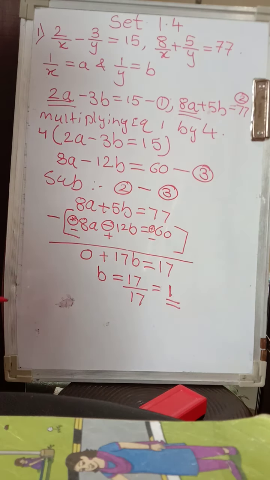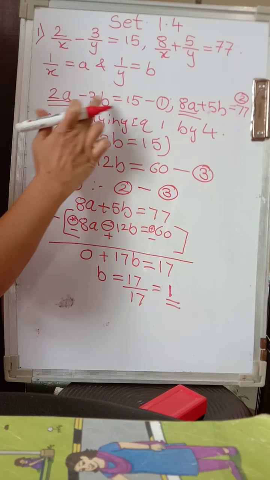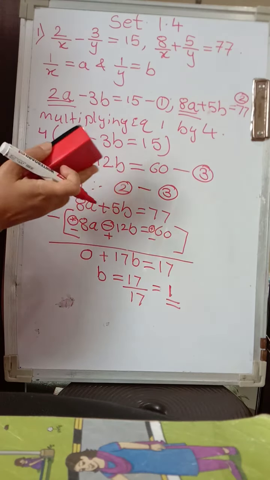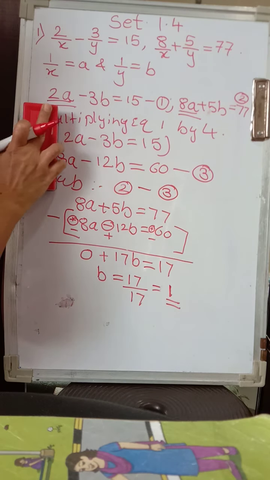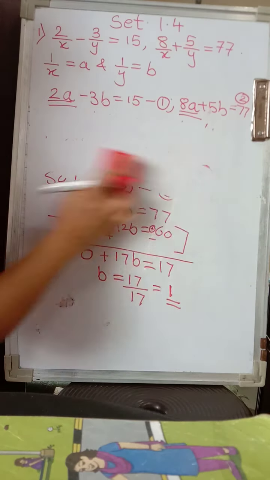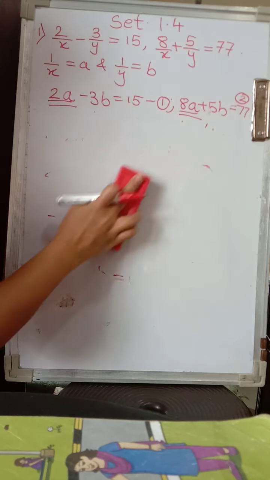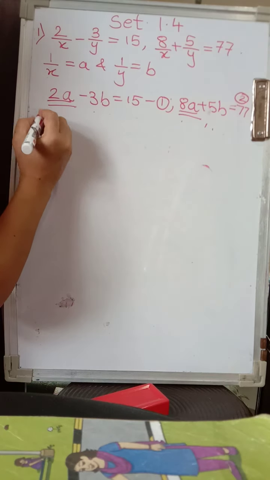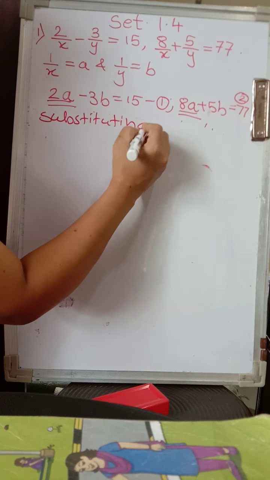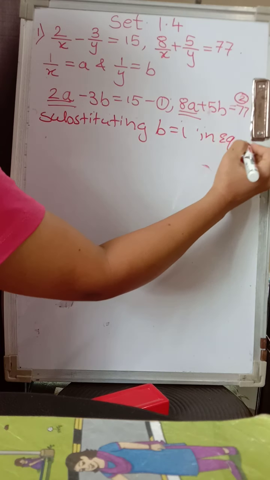Now let's substitute the value of b in either equation 1 or 2. This seems to be easy, so we'll substitute the value of b as 1 in this equation. You can pause the video in between and write down the steps. I got b equal to 1. Now let me quickly substitute this. Substituting b equal to 1 in equation 1.